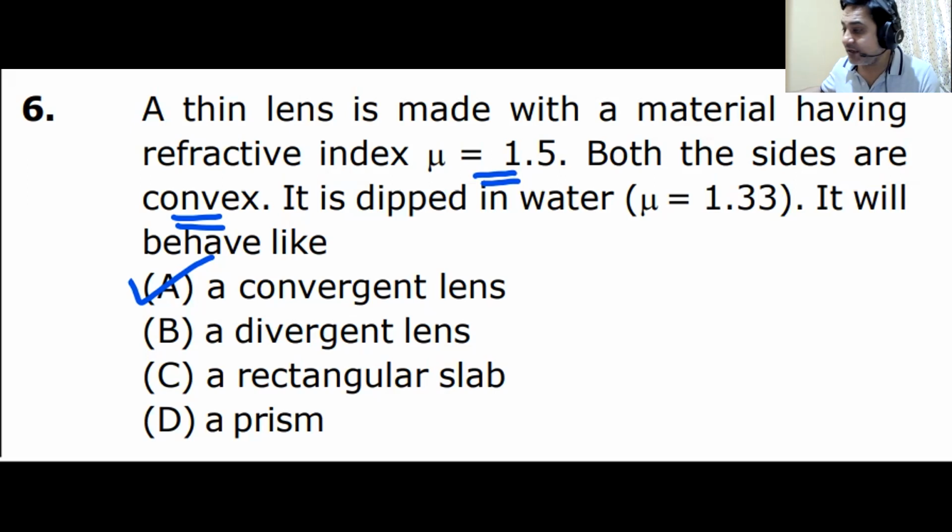Can we move ahead with the next question? Shall I move ahead, or do you need more explanation on this? When it was in air, it is convex. When placed in another medium, it may change its nature. But this medium has a refractive index of 1.33, which is less than 1.5, and therefore it will still remain a convex lens. Do we understand this? Yes, sir.